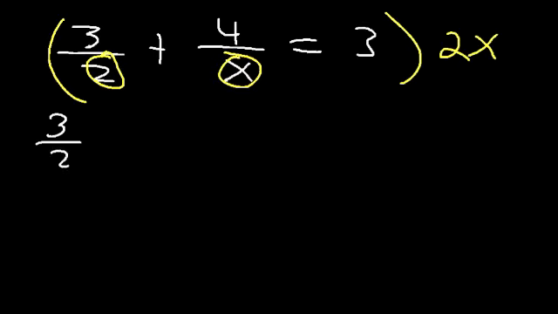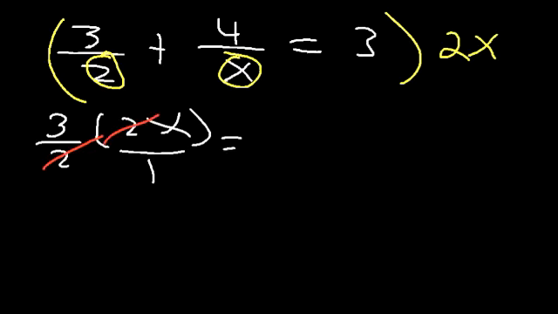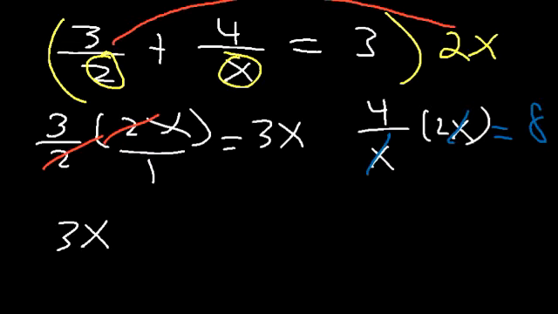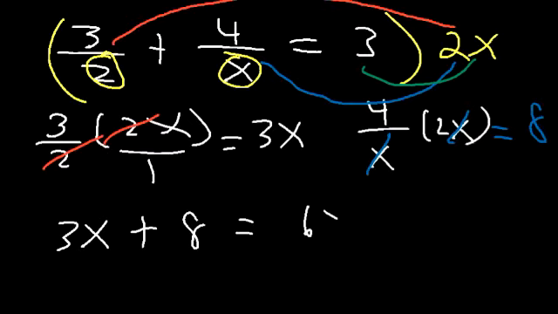So what's 3 over 2 times 2x, which is the same as 2x over 1? Notice that the 2's cancel, and what we have left over is 3 times x, which is 3x. And if we multiply 4 over x times 2x, the x's will cancel, and what's left over is 4 times 2, which is 8. So 2x times 3 over 2, we know it to be 3x. The 2's cancel. And 2x times 4 over x, the x's cancel, and we have 4 times 2 left over, which is 8. And then finally, 2x times 3 is 6x.